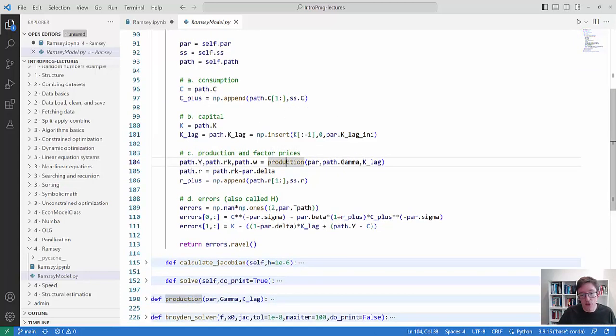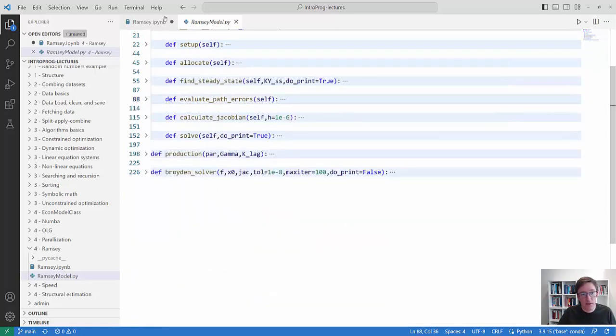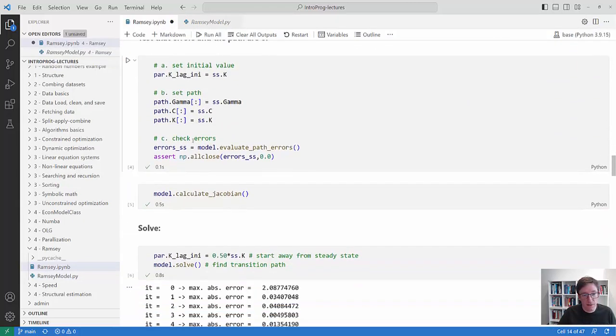Then I simply evaluate what my production and what my prices should be. I evaluate then what the interest rate should be, and I append again the steady state interest rate at the end of this. And then my errors are two times how long the path is. The first set of errors are the Euler equation errors written just as in the formula. And the second errors are the errors in the capital accumulation equations. And finally, I just ravel these to get out a vector, because in the end, the solver doesn't care about this being two different things. It's just caring that there are these errors as a vector in total. Okay, so this is the way I can now evaluate the errors. Remember that when we did this with the steady state input, we got that they were all 0.